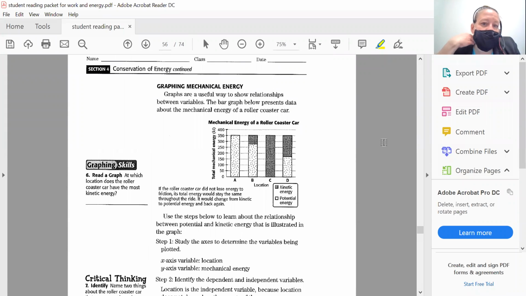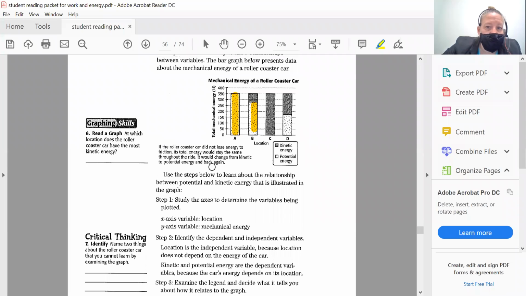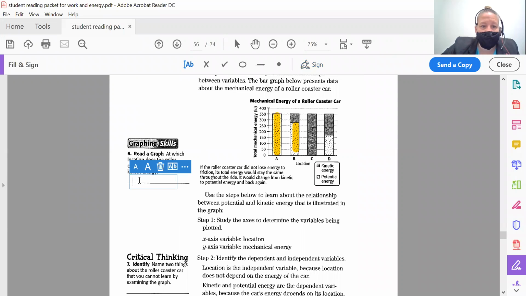Okay, graphing mechanical energy. Graphs are a useful way to show relationships between variables. The bar graph below represents data about the mechanical energy of the roller coaster. Okay, so this is the potential energy. This would be at the top of the hill. When you come back down, you're going to have less potential energy, but a little bit of kinetic energy. So this is when you're going full speed, and then you're going to climb back up, okay? At which location does the roller coaster have the most kinetic energy? That's going to be where there's no potential energy, so that's actually going to be C, okay?